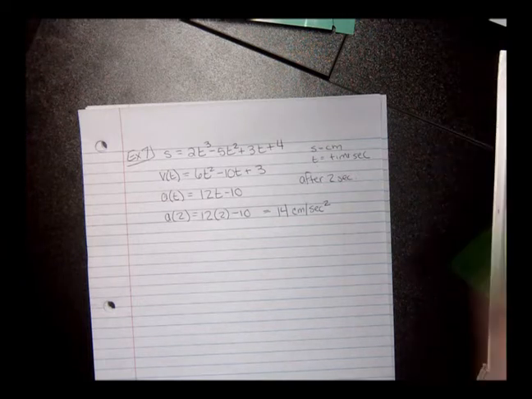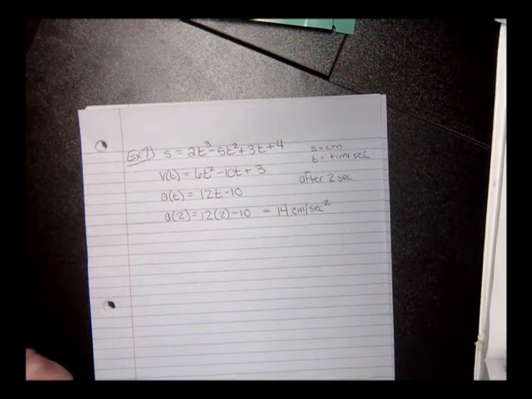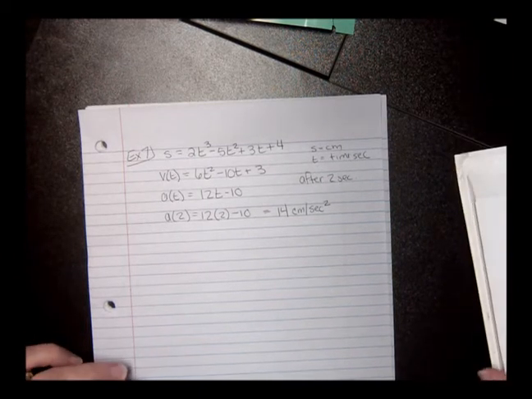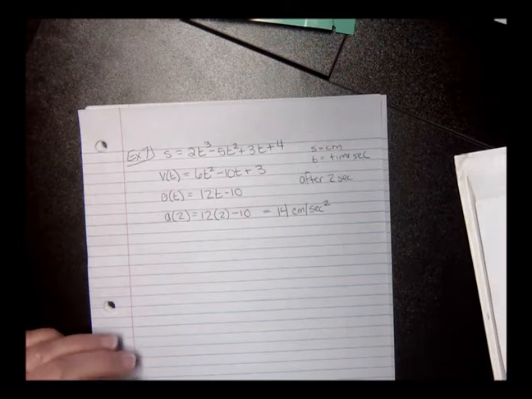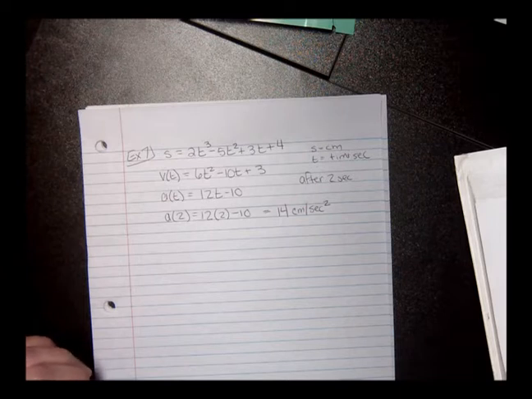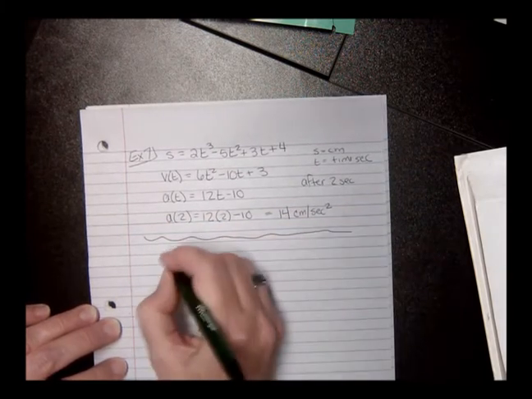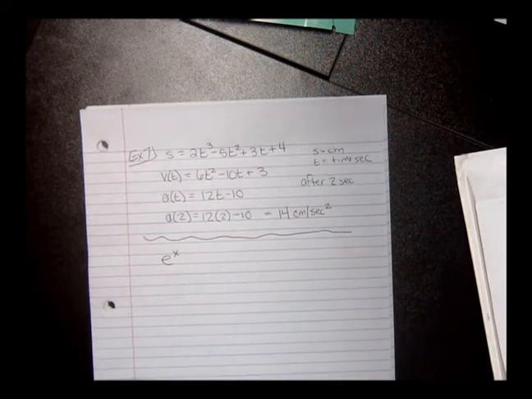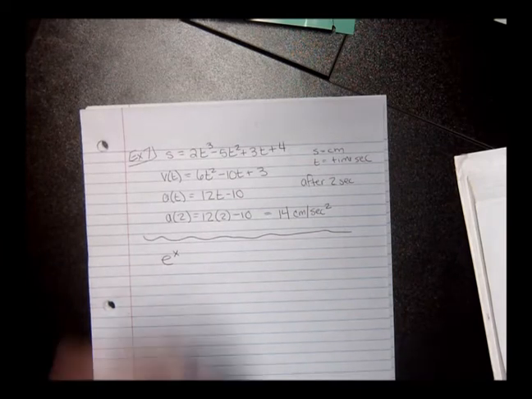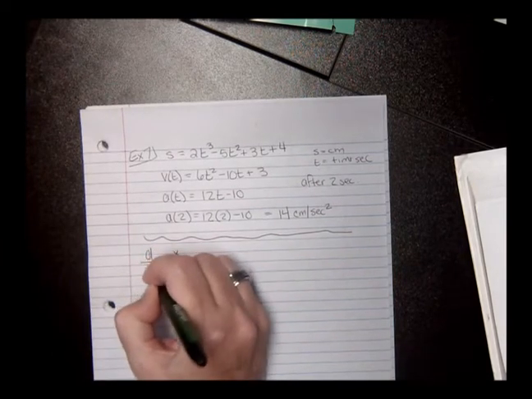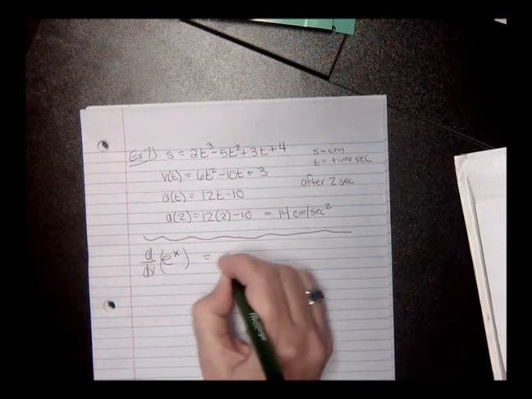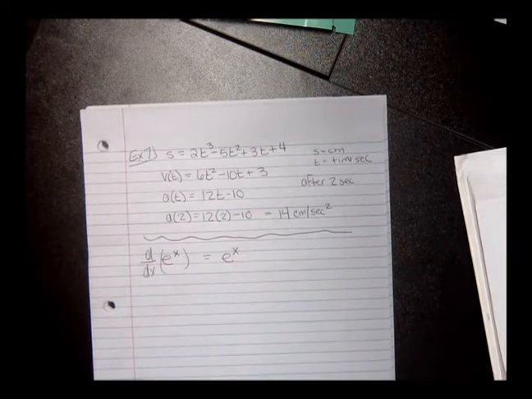How do we find the derivative of an exponential function? First, let's look at e to the x. Remember, e to the x, you're going to love e to the x, because the derivative of e to the x is e to the x. Simple as that. Stays the same. Okay? So that's it for e.